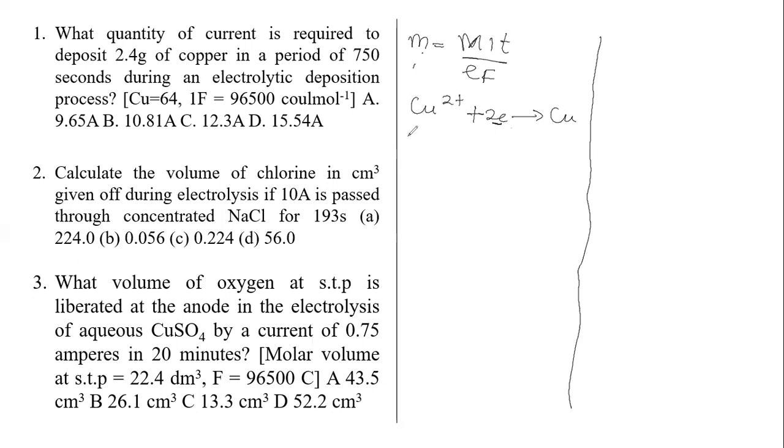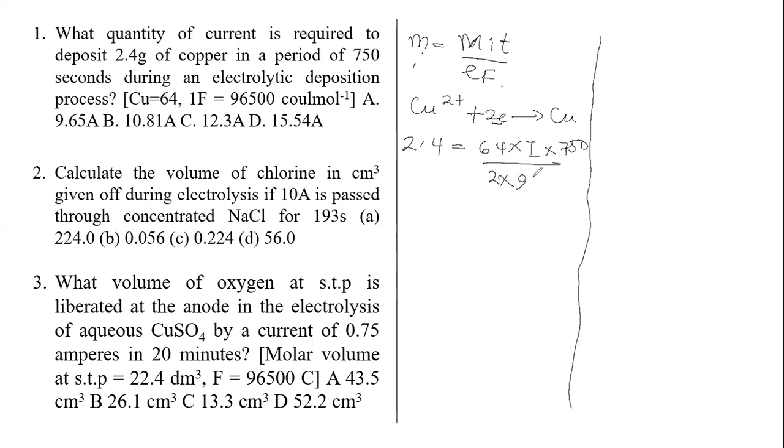So we have 2.4 equals 64 times I, which is what we're looking for, times time. Time must be in seconds, so 750 seconds. If it is not given in seconds, you have to convert to seconds. E now is the coefficient of the electron, which is 2.